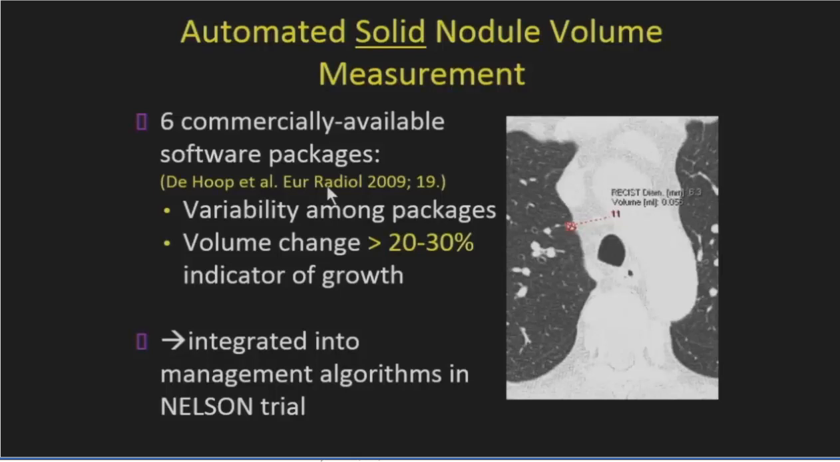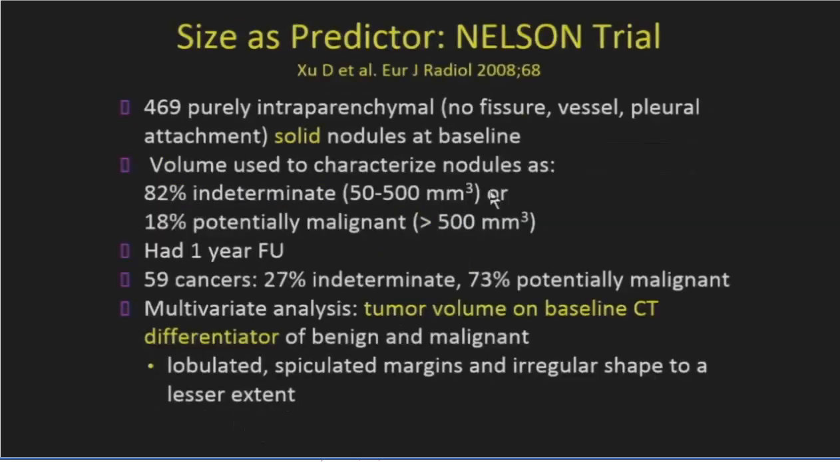So that's something that needs to be done with any software program, is to assess what the limits are for how well we can detect change in size, and how does that manifest, and how do we determine that true growth has occurred. And for this reason, one of these software packages has been integrated into the NELSON trial. And with this, the NELSON trial tried to use size as measured by automated measures as a predictor of malignancy. And they looked at intraparenchymal nodules, none of those perifissural nodules. They basically separated it out.